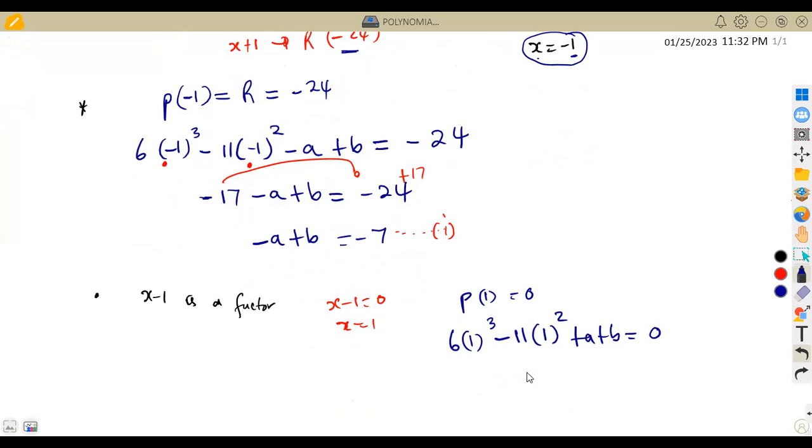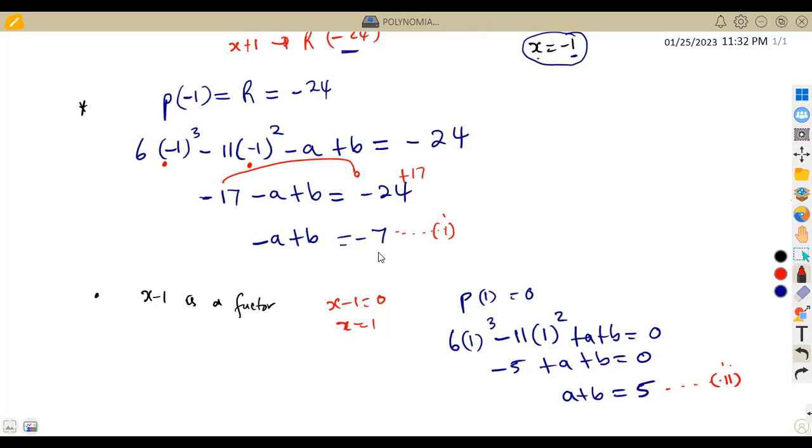So that's p of 1. So you can simplify, but you can see, guys, this is 6 minus 11, which is negative 5. So you're going to have negative 5 plus a plus b is equal to 0. So we can transpose this negative 5 to this side. That's a positive 5. Okay, so that's your second equation, which is a simultaneous equation.